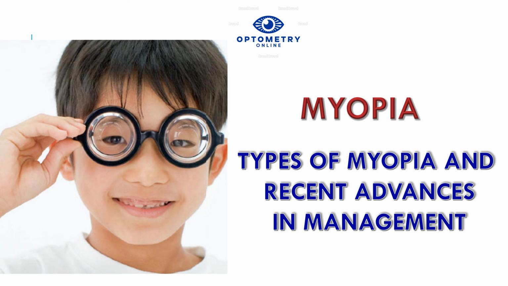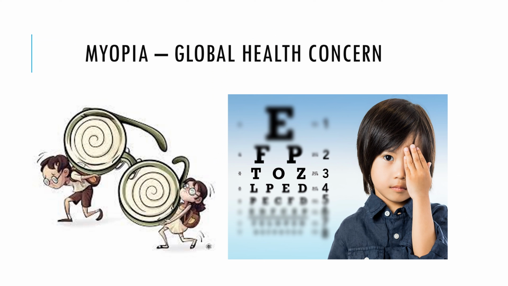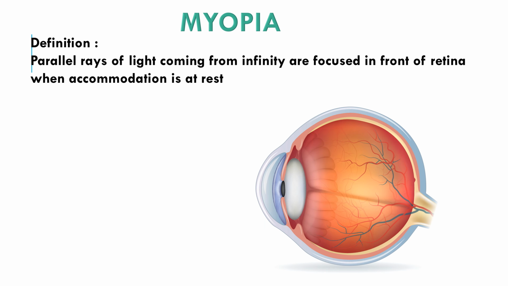The topic for today's video is about myopia, the types of myopia and the recent advances in the management of myopia. Myopia is a progressive eye condition which causes visual loss and reduces the quality of life and also increases the risk of developing other eye disorders. The number of myopic cases have been increasing rapidly globally, and WHO has identified myopia as one of the global health concerns. So what is myopia?